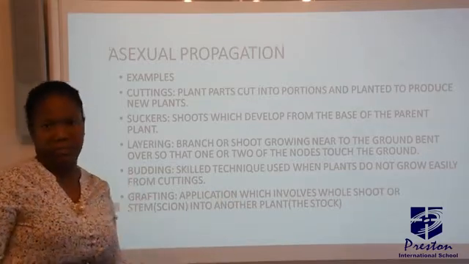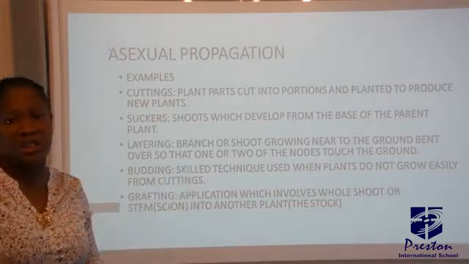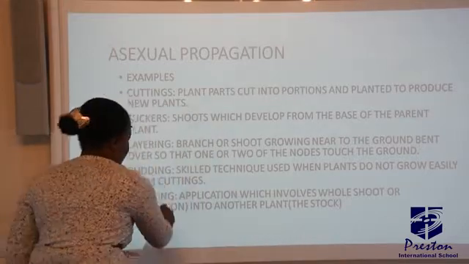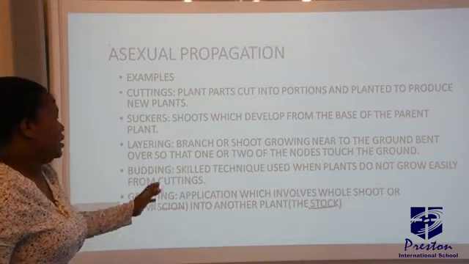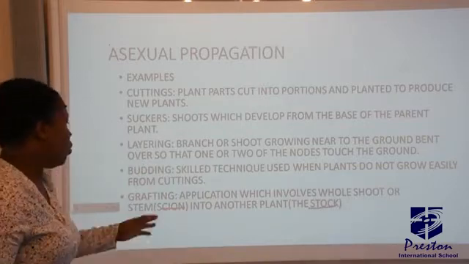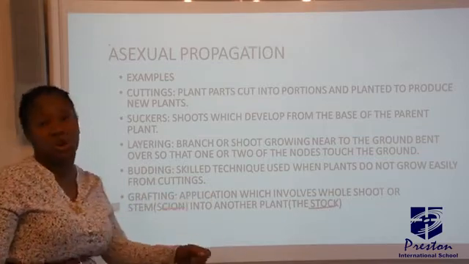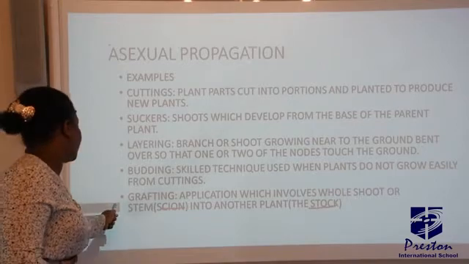Now, grafting. Grafting is the application which involves the whole shoot or stem. We have what is known as scion. And then we have the stock. Now, the scion is the whole shoot, while another plant coming from another place is the stock. You are going to have a picture of that very soon also.